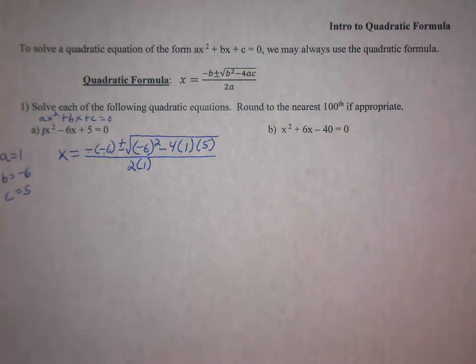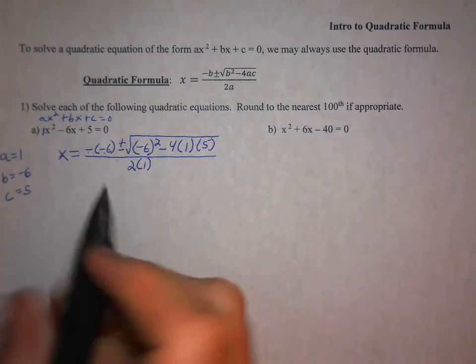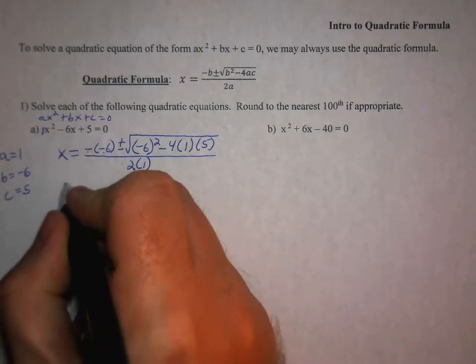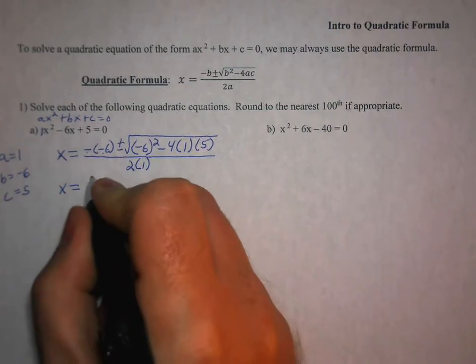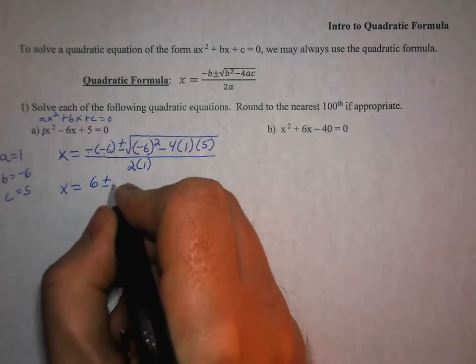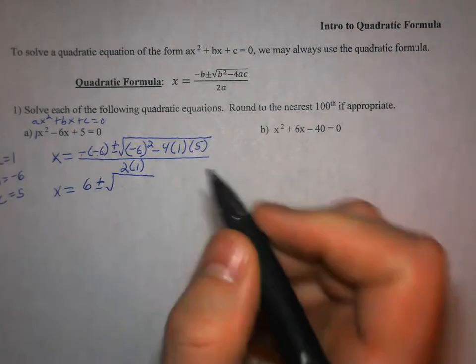Now, the more of these you do, the easier that substitution gets. You just have to watch your signs on it. That's something people will miss a lot. So the negative b, so negative 6. In the next step, that'll turn into a positive 6. And then plus or minus the square root.